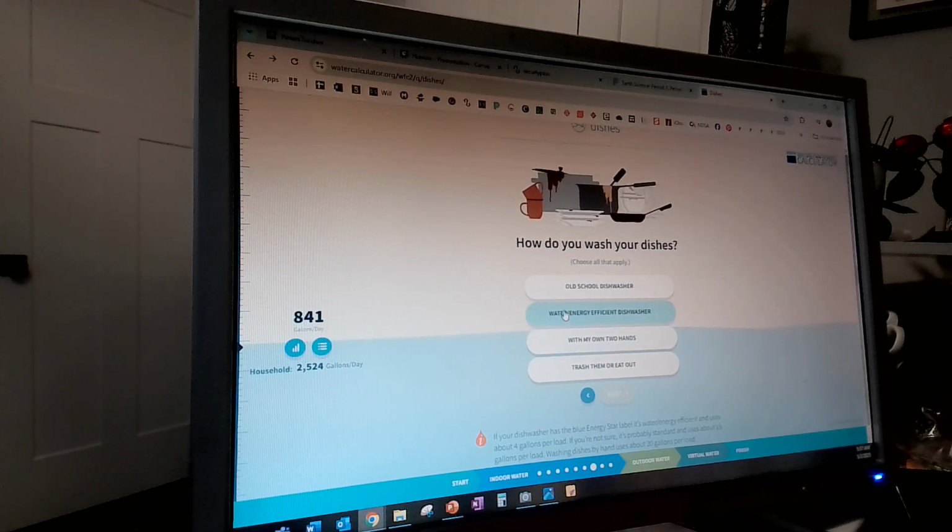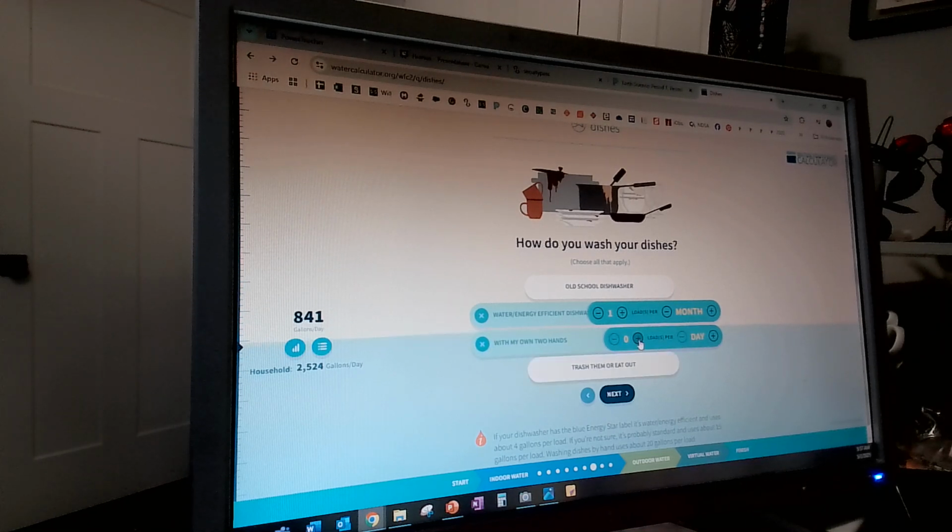So we do have a dishwasher, and I do dishes by hand. I do probably about one load of hand wash dishes per week. And then I run my dishwasher probably 3 times a week, but there's only 3 of us in our house, so it's really easy to keep it small.